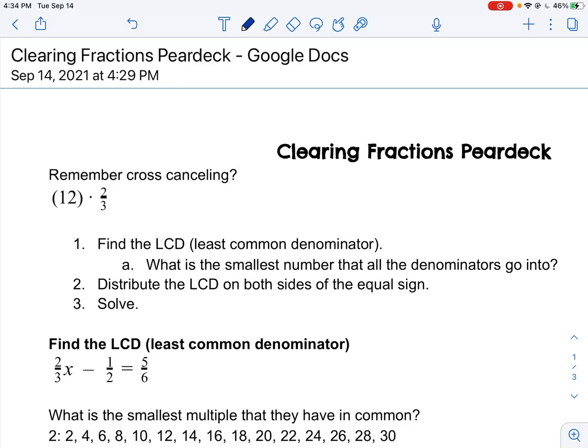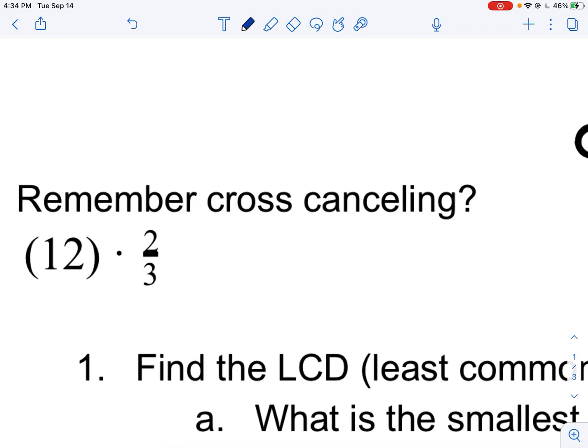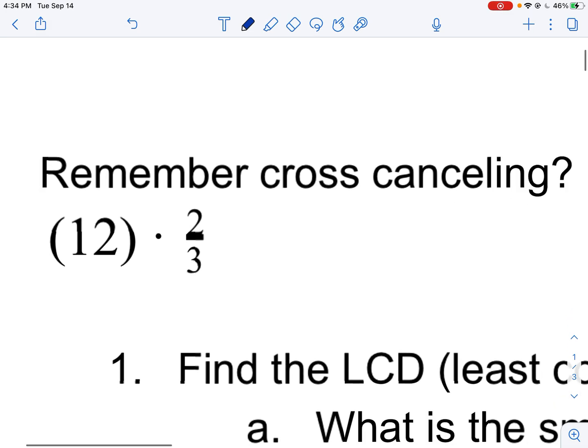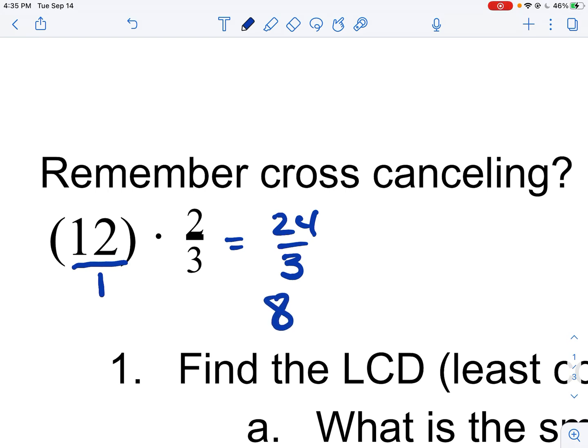Okay, so today's lesson is clearing fractions, and we did it in the pair deck. Remembering cross-canceling, we can always multiply straight across and get 24 over 3, then simplify the fraction and get 8. But there's actually an easier way to do this.